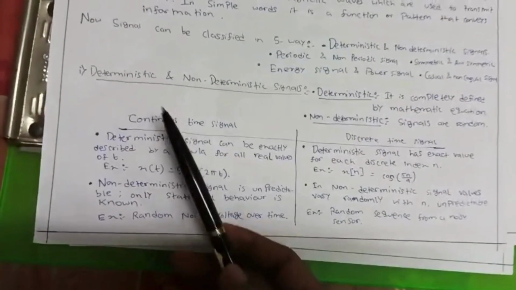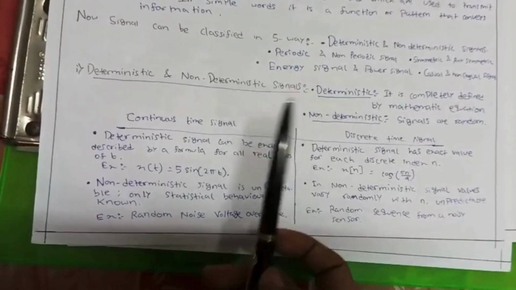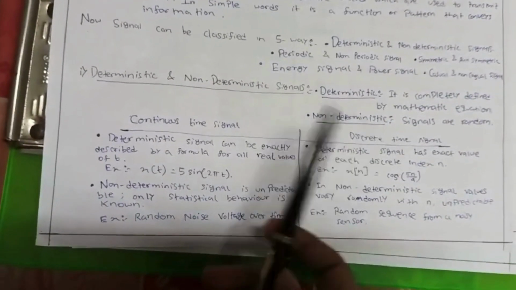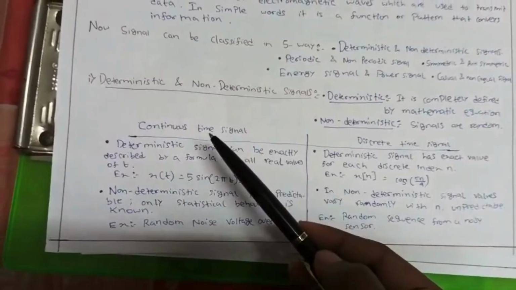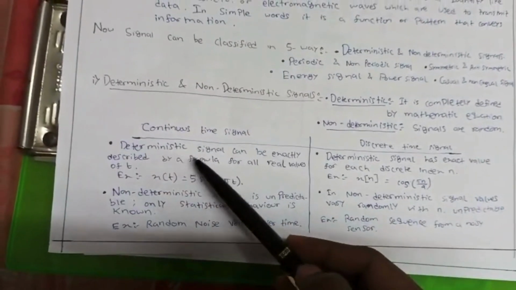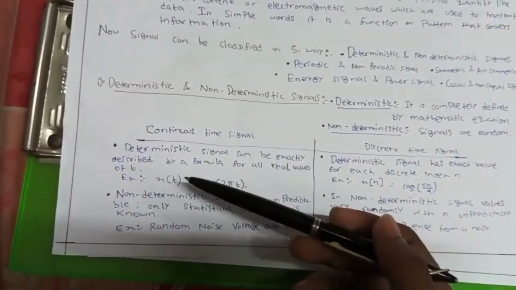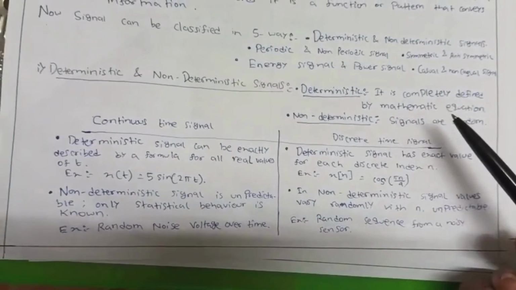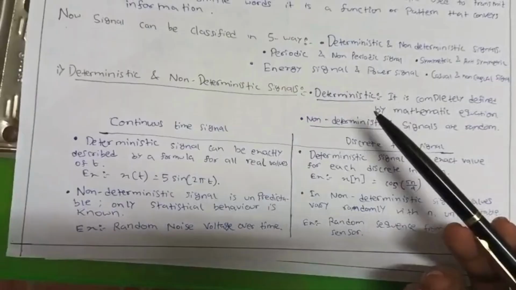Now let us understand this by a basic difference between continuous time signal for deterministic and non-deterministic, and discrete time signal for deterministic and non-deterministic signal. Continuous time deterministic signal can be exactly described by a formula for all real values of t. As discussed earlier, it is completely defined by a mathematical equation.